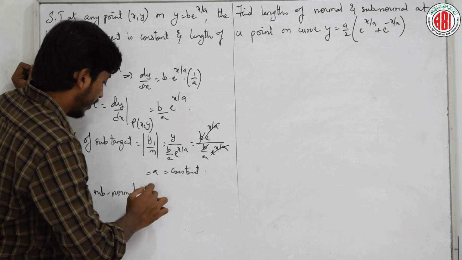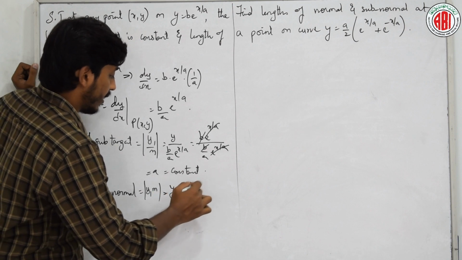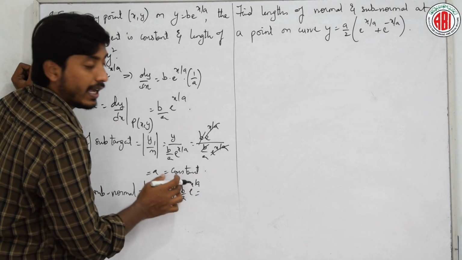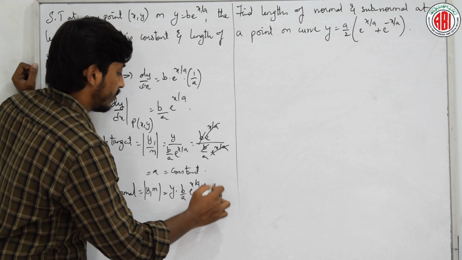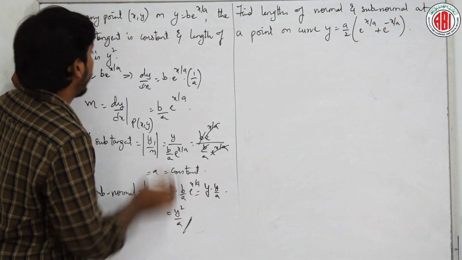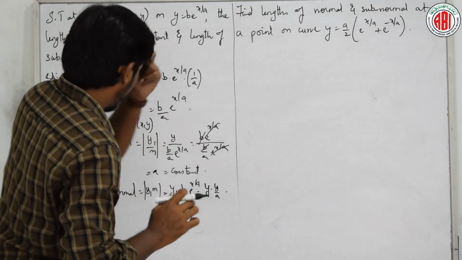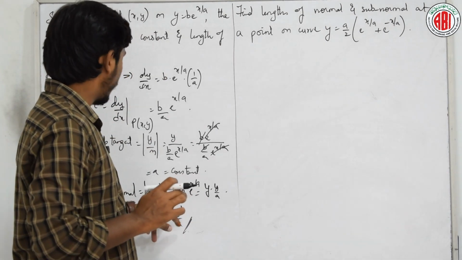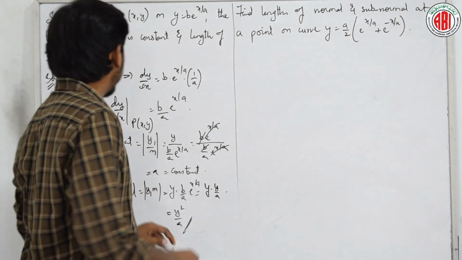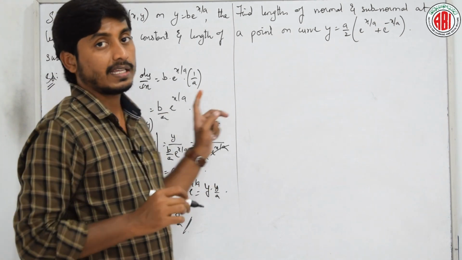Similarly, the length of subnormal is equal to y1 into m, that is y into b by a e power x by a. What is y? We can write b into e power x by a as y. Yes, right? That is y into y by a, which is nothing but y square by a. Yes or no? Is it not what they asked? Y is equal to b e power x by a, so y by a. So actually the answer is y square by a. Clear? That is what they asked us to prove.